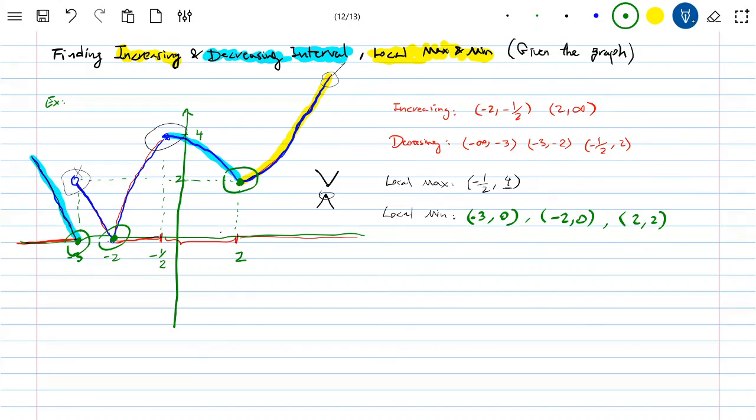Okay, so the points that do not belong to the graph, you cannot pick them. If this was a closed circle, sure, it would have been a local maximum, but your graph would not satisfy it as a function, because you would have 2 different y values at this point.